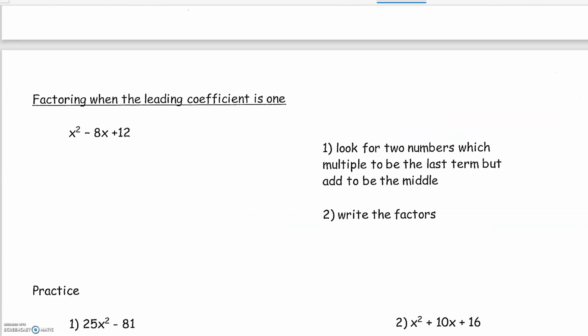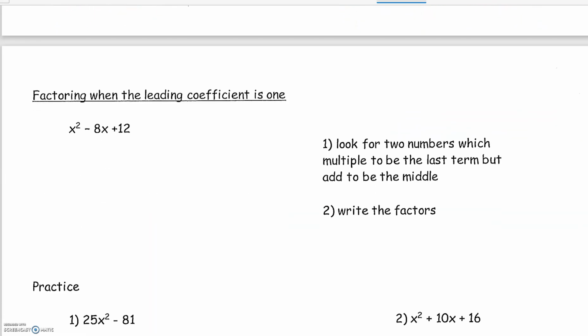However you want to kind of think of it. All right, so let's take a look now. When the leading coefficient is 1, we look for the two numbers that multiply to get that last term, but add to get that middle term. So we want to multiply to get 12, but add to get negative 8. So what are the factors of 12? Well, 4 and 3, but that's not going to get me 8. So maybe 2 and 6 add to get 8. And if they're both negative, it multiplies to get the positive, and then it adds to get that negative 8.